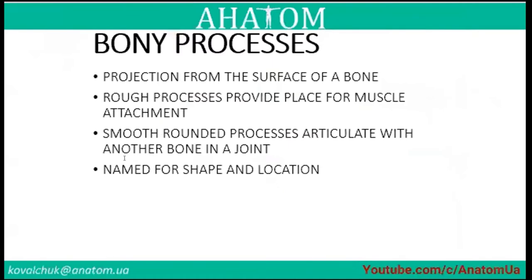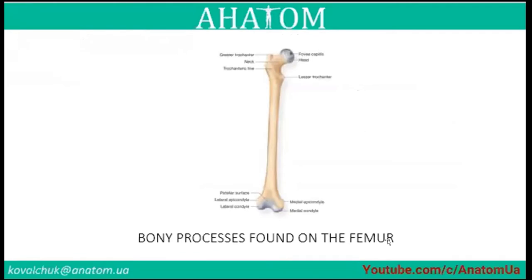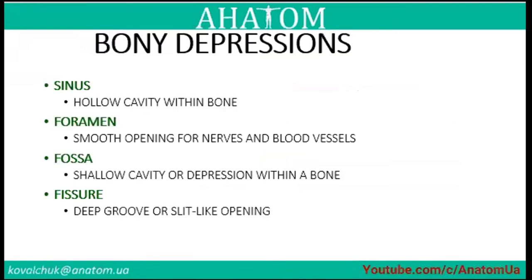And next, some structures with components and processes. For example, common bony processes are the head, condyle, epicondyle, trochanter, tubercle, and tuberosity. If you don't understand what this structure means, you can find it in the books and look in the slides at these structures in the different bones. Bony processes are found on the femur, for example, caput, the head, and the trochanter here, and the condyle here. For example, these are different bones in a picture.